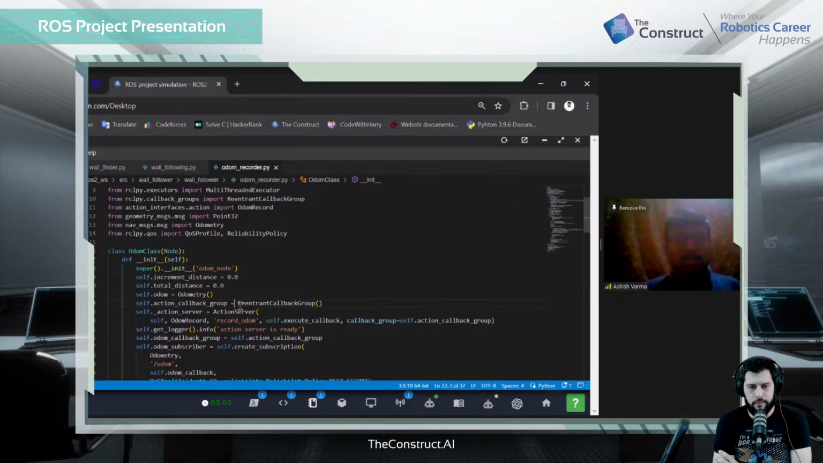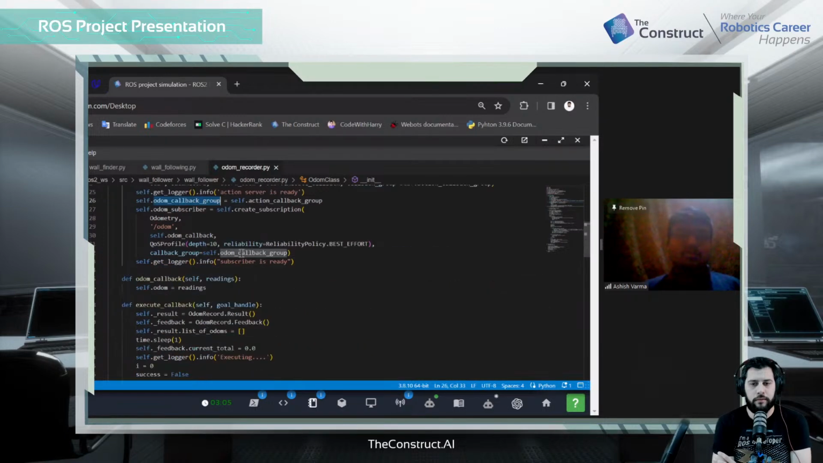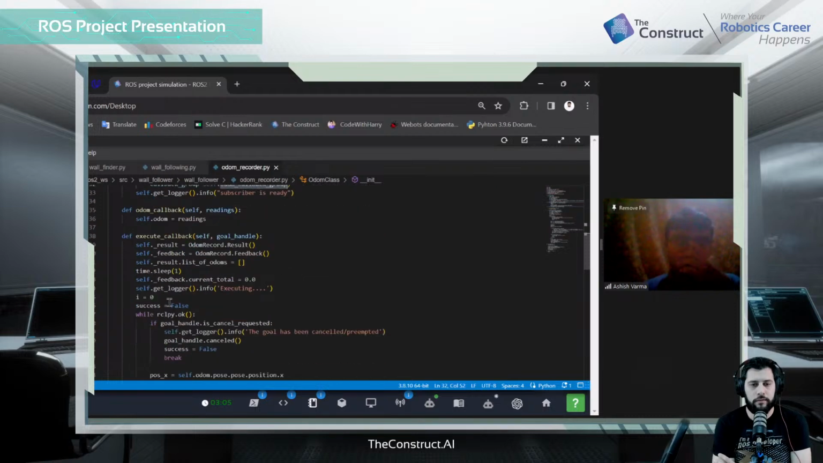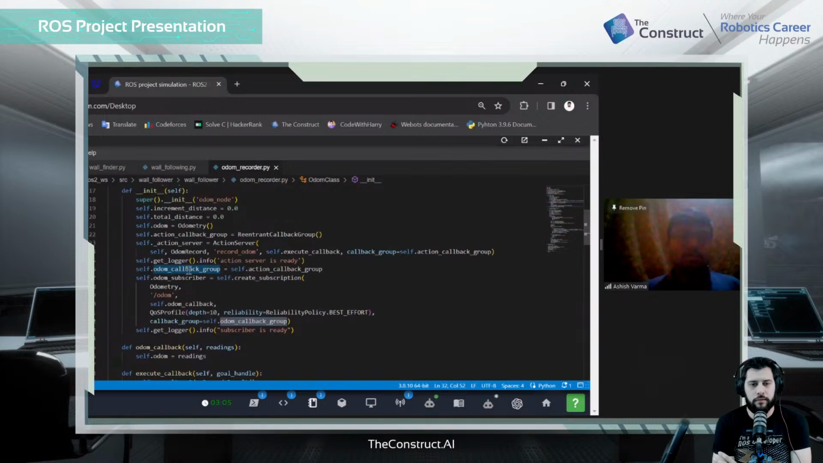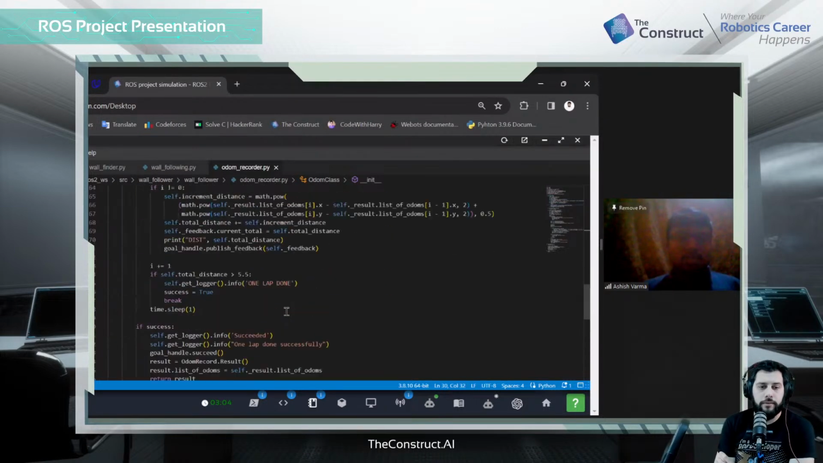In this case I did it differently. I took a callback group for the action callback, which I named action callback group just for naming purposes. And the same for the odom callback, I named it odom callback group, just for naming purposes. I have differentiated both: one is the action callback and one is the odom callback group, and I have included both.